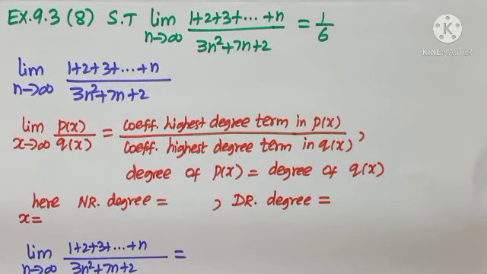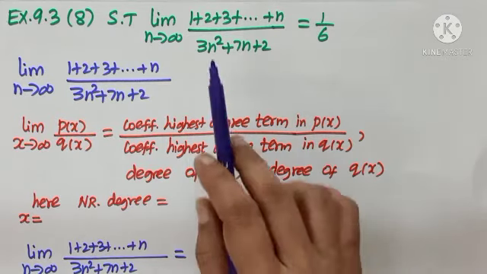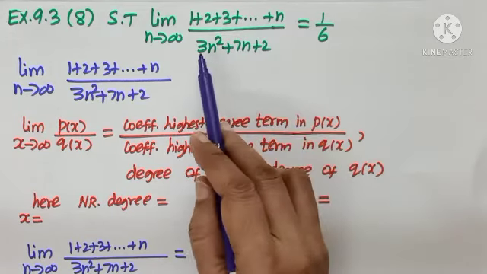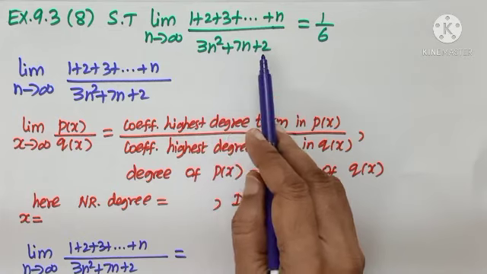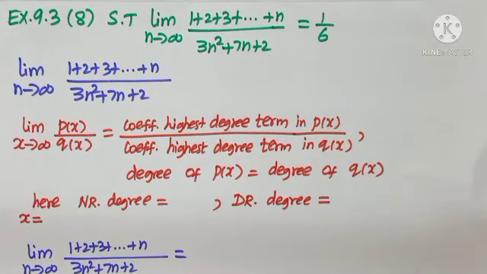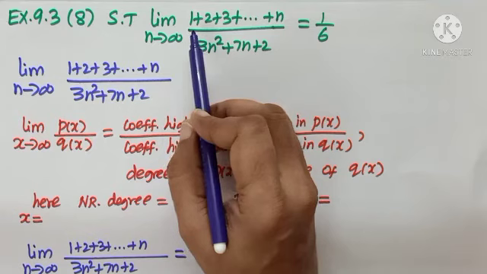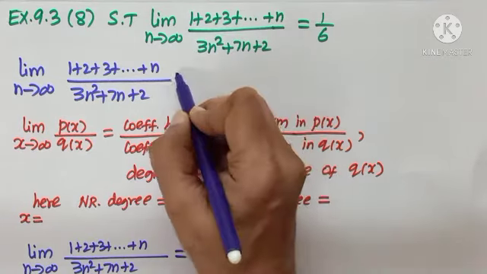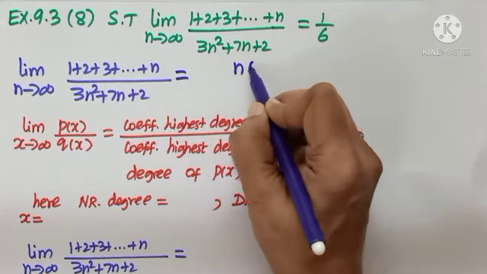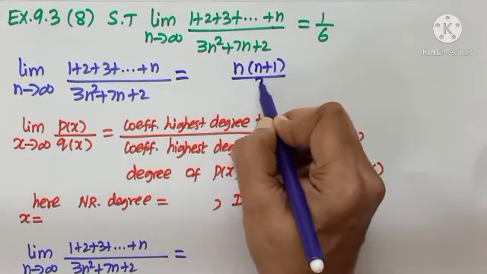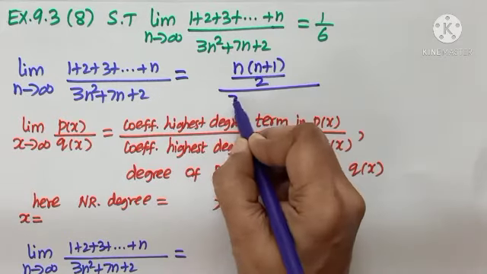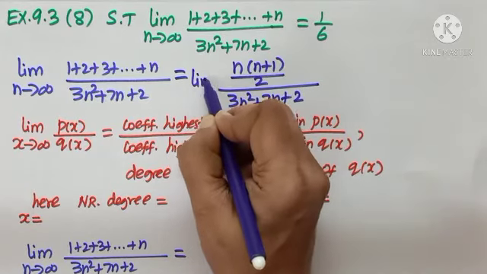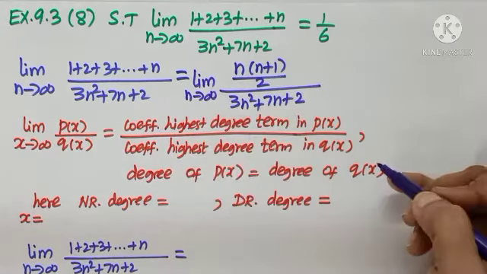Question number 8. Show that limit n tends to infinity of (1 + 2 + 3 and so on up to n) divided by (3n² + 7n + 2) equals 1/6. As we recall, the sum of the first n natural numbers is n(n + 1)/2. The denominator we already have, 3n² + 7n + 2. Limit n tends to infinity.